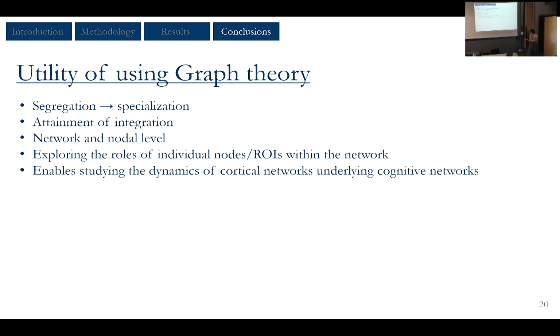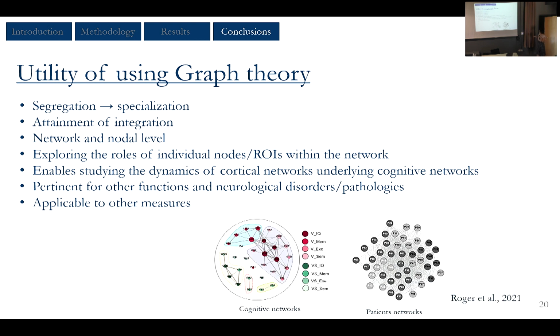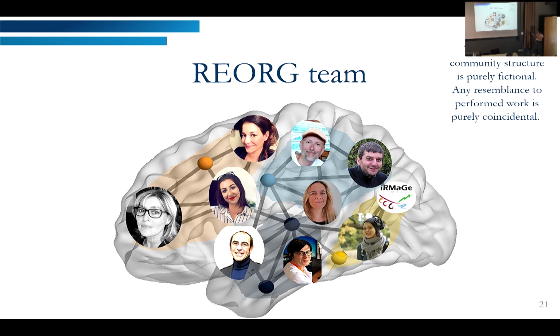Now, here I've only presented how we can study cortical networks, but in our research group, we use this approach for other functions or other neurological disorders. What is interesting is that here we used fMRI, but you can use other measures, such as neuropsychological tests, and you can even use participants as nodes. So, for example, you can study how a group interacts and what the connections between them are.